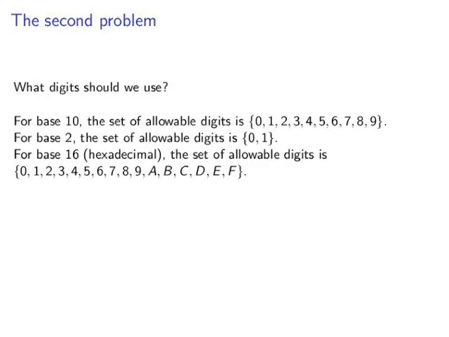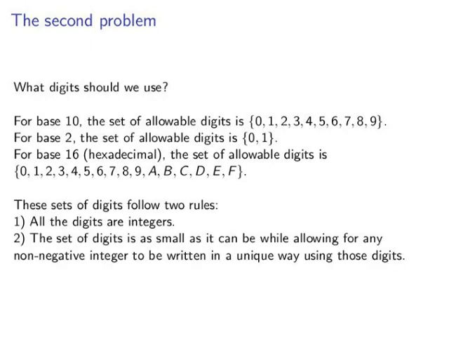In base 10, the set of allowable digits is 0, 1, 2, 3, 4, 5, 6, 7, 8, 9. In base 2, however, we only use 0 and 1, and in base 16, that's hexadecimal, we use 0 through 9, then A, B, C, D, E, F, where A, B, and C, and so on are the numbers 10, 11, and 12, and so on, but expressed as a single digit.